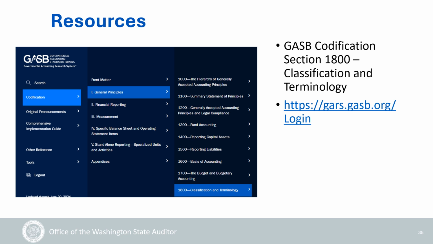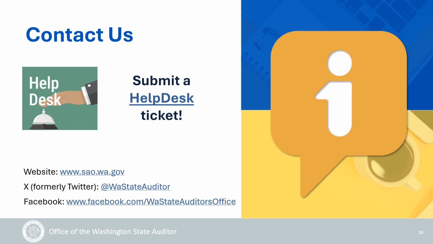Another great resource is the GASB codification, which is a free resource provided by GASB. For more information on interfund activities, navigate to section 1800, Classification and Terminology.